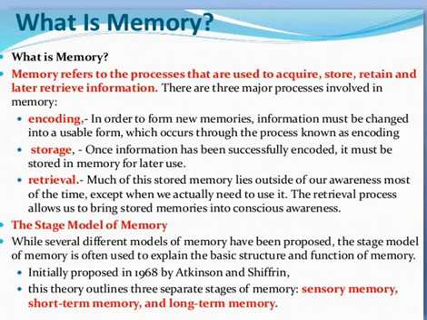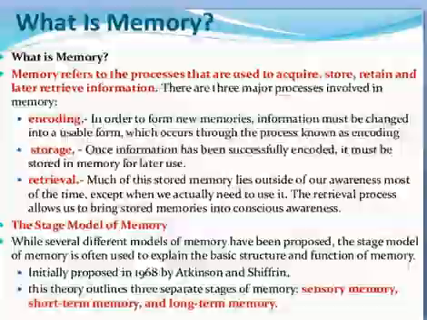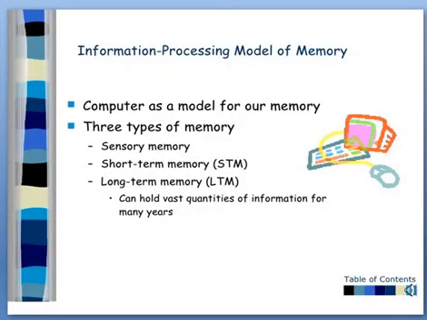Here again, you can see three stages, and next is the information processing approach and the stage model. We will discuss the stage model of memory. While several different models of memory have been proposed, the stage model of memory is often used to explain the basic structure and function of memory, initially proposed in 1968 by Atkinson and Shiffrin. This theory outlines the separate stages of memory: sensory memory, short-term memory, and long-term memory. Here is the information processing model.